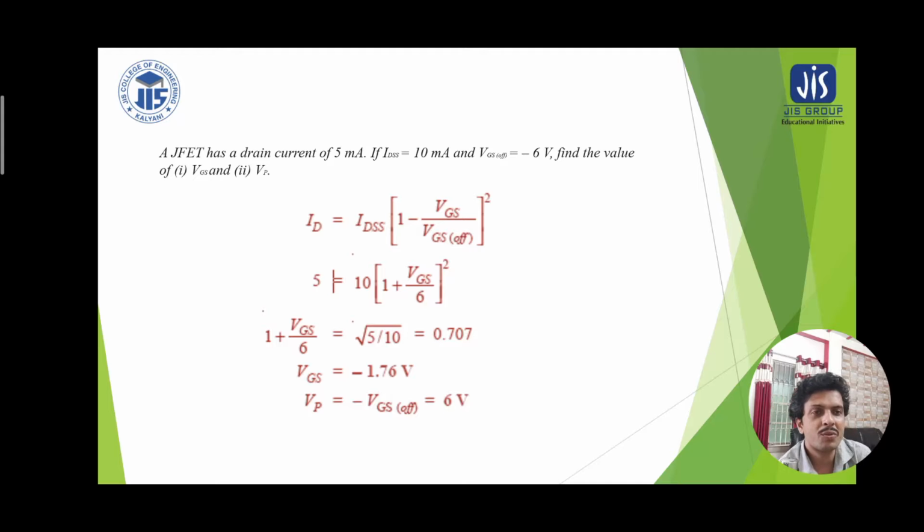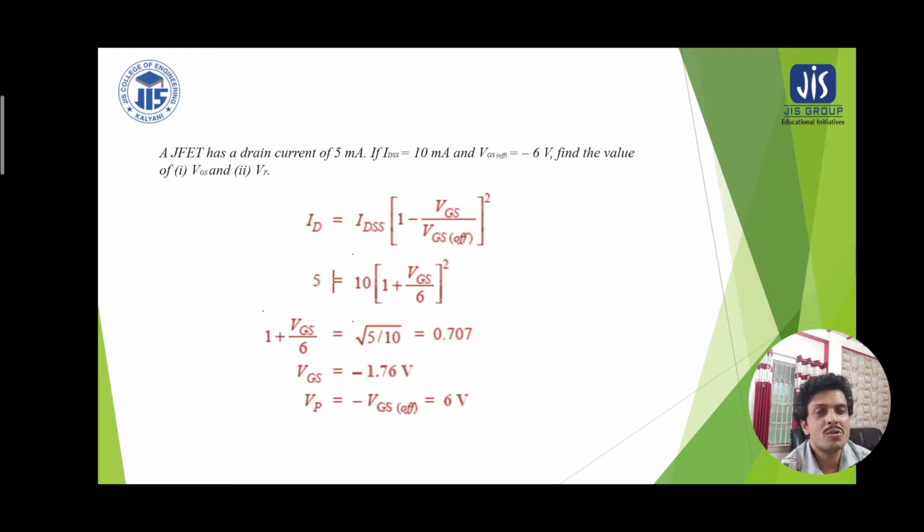So under VGS equal to 0 volt, the maximum drain current that is possible to flow through the channel is given as 10 milliampere. VGS off means the pinch off voltage, that means the maximum reverse bias voltage applied to the gate terminal is minus 6 volt. Again it is N channel JFET because the threshold voltage is negative.